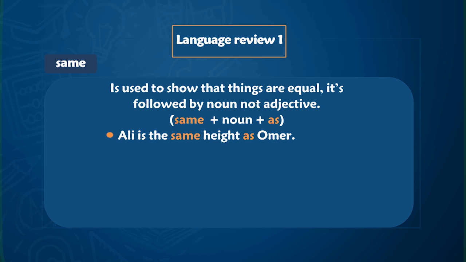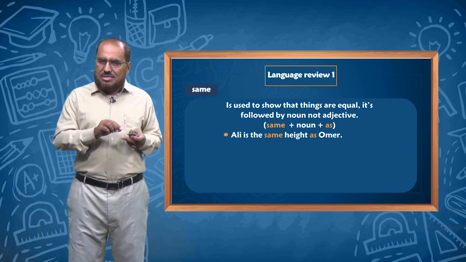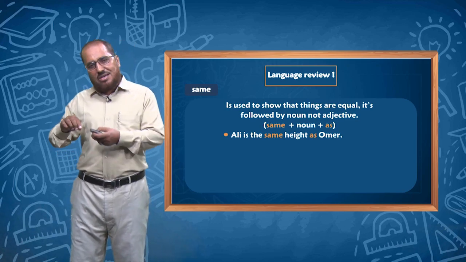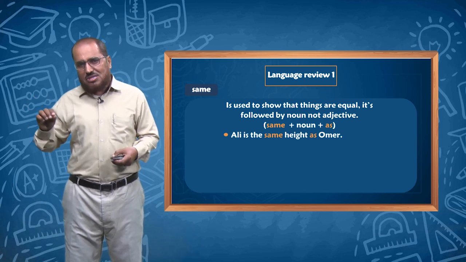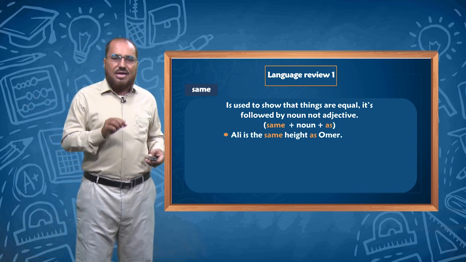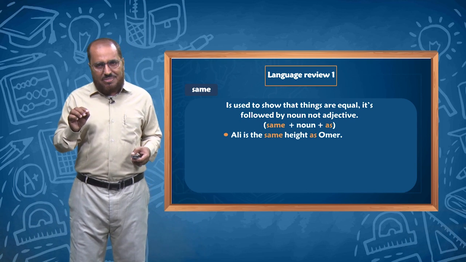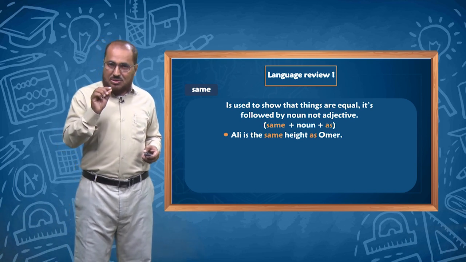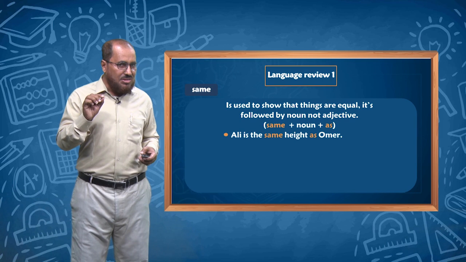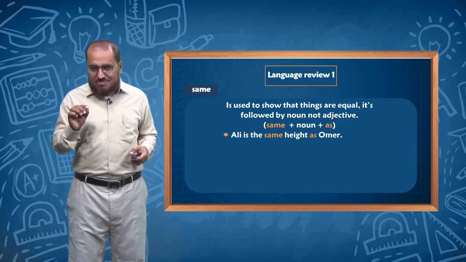About the story of Ali and his friend Umar, we can say they are the same, okay, the same in height. We can say Ali is the same height as Umar because Ali is 1 meter and 10 centimeters and Umar is 1 meter and 10 centimeters. So we can use same here. Ali is the same height as Umar, and look carefully, the same height, not the same tall.